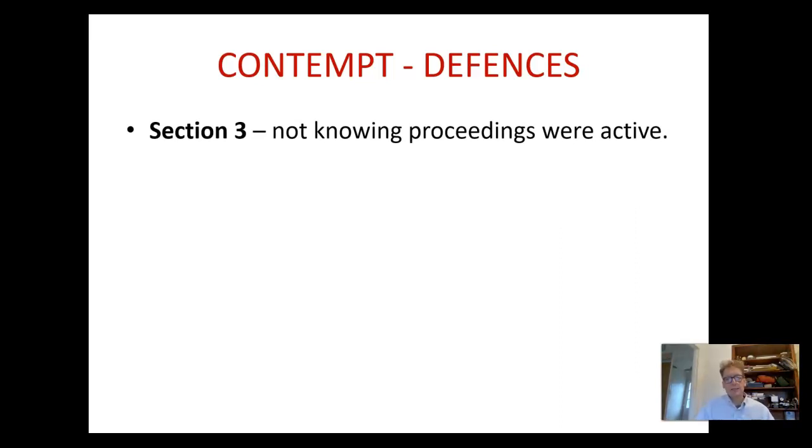So Section 3. That's not knowing proceedings were active, and you'll remember you have to demonstrate that you did everything reasonably possible to make sure you check that proceedings are active. So it's not just good enough to say, well, no one told me. You have to demonstrate that you took reasonable steps to establish whether proceedings were active or not. So if you had gone to the police and asked, has anyone been arrested or has anyone been charged, and they told you no, but then it later on turned out that there had been, you could use a Section 3 defence to say, well, I checked, I was given the wrong information, and therefore I'm not guilty of contempt.